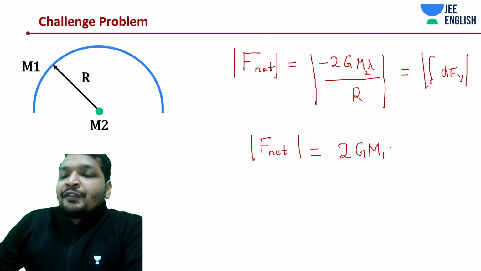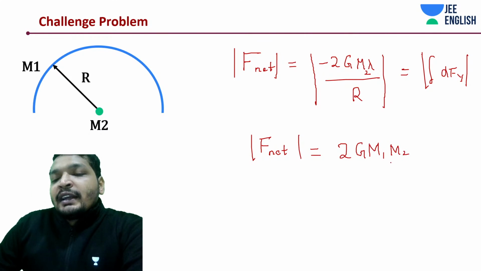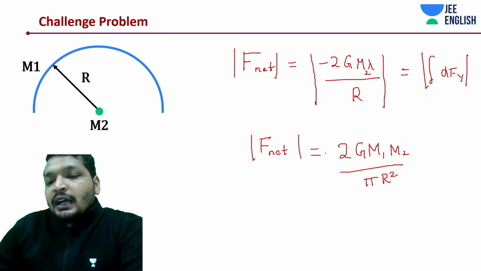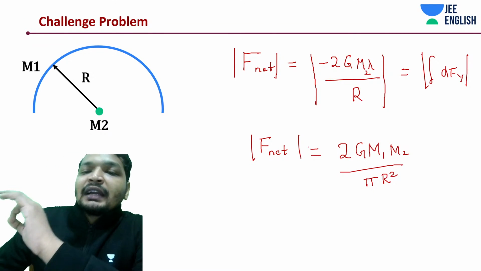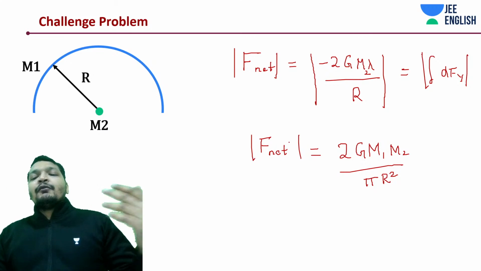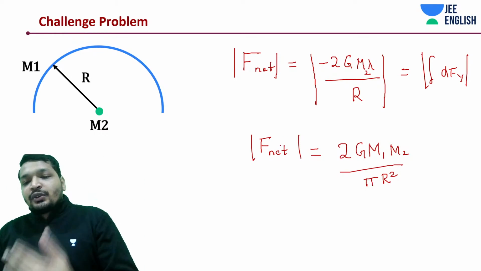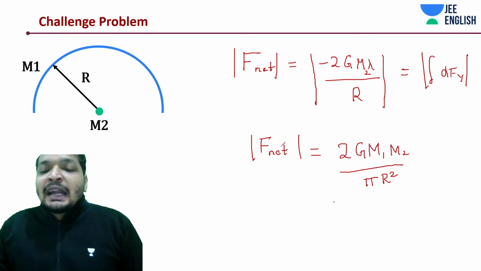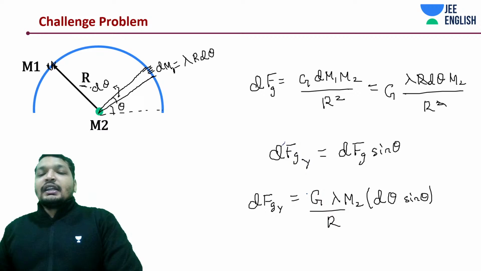And what is lambda? If you remember, lambda was M2 divided by pi r. So this would be pi r into r, that's going to be pi r square. This is just the magnitude. F net magnitude is 2G m1 m2 divided by pi r square. Okay, let's get into the question and make the sign accordingly.